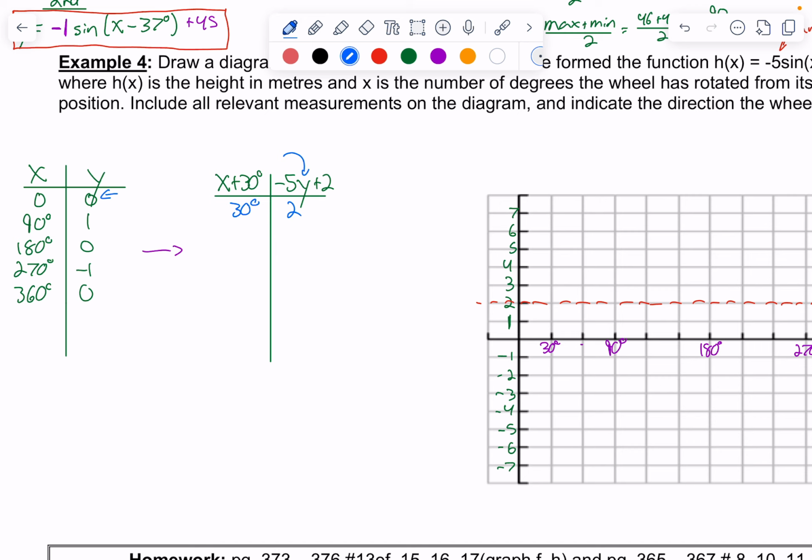So 90 plus 30 degrees, that's 120 degrees. And then you put your y value in here, that'd be minus 5 plus 2, give you minus 3. 180 plus 30 is going to give you 210. 0 is going to give you 2 again. 270 plus 30 is 300. And then negative 1 times negative 5 is 5, plus 2 is 7. And then 360 plus 30 is 390. And then 0 will give you 2 again.